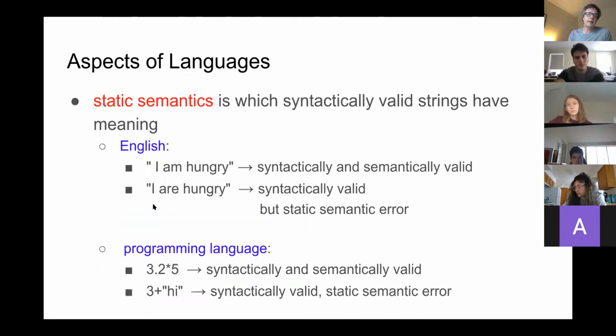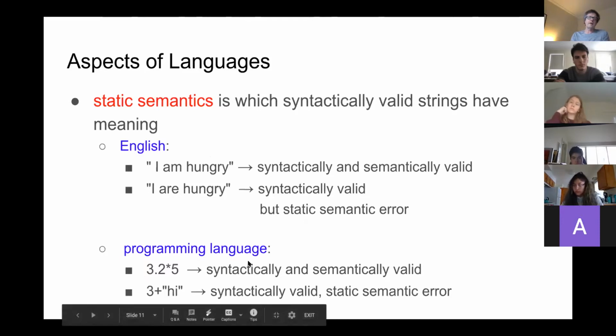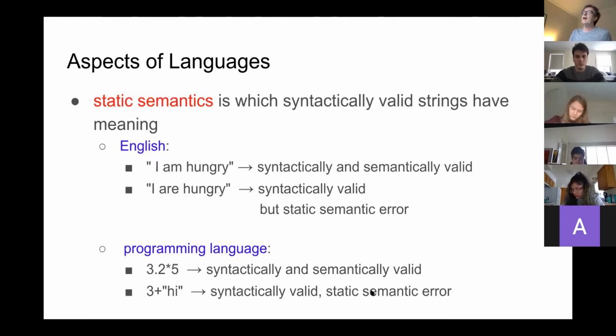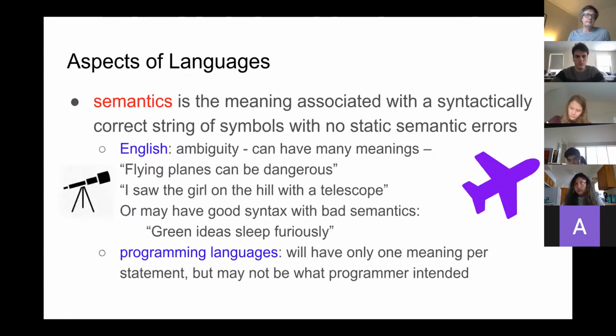We have that in programming language as well. For example, 3.2 times 5 makes syntactic and semantic sense, right? We're multiplying two numbers together. 3 plus hi is syntactically correct because we're adding two things together, but it doesn't make any sense semantically because you can't add 3 to hi. Why not? Well, we'll talk more about that later. Okay, so semantics is the meaning associated with a syntactically correct string of symbols with no static semantic errors.